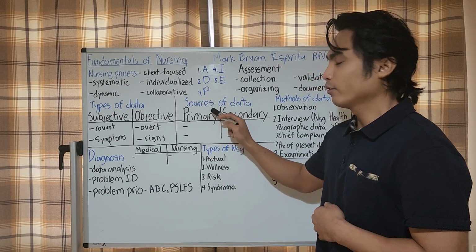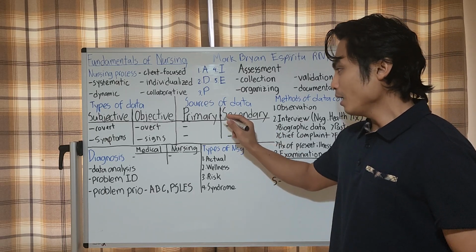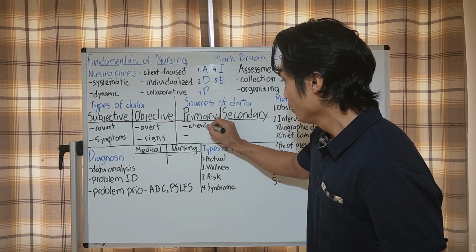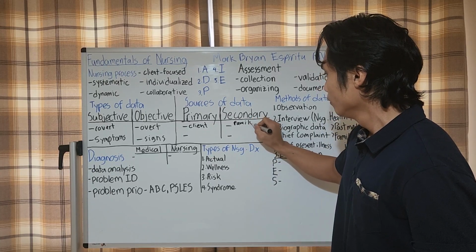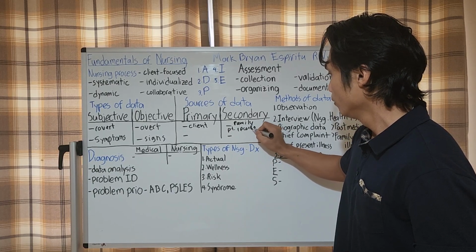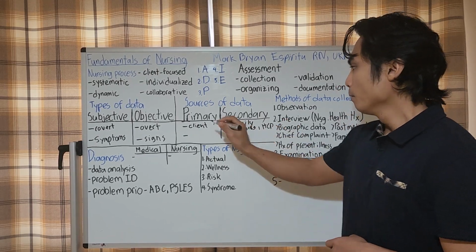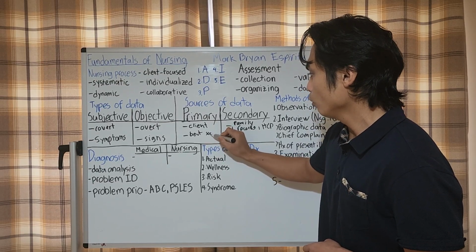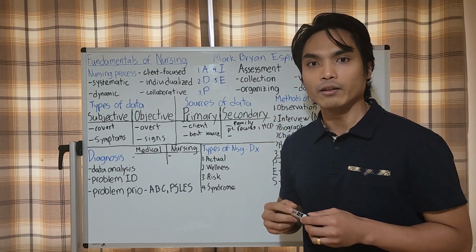Next, we go to the sources of data. We have two again, primary and secondary. Primary, this is your client. Secondary, these are your family, patient records, and other healthcare professionals. Now, primary, this is your best source. Take note of that. Best source. The client is the best source of your information.